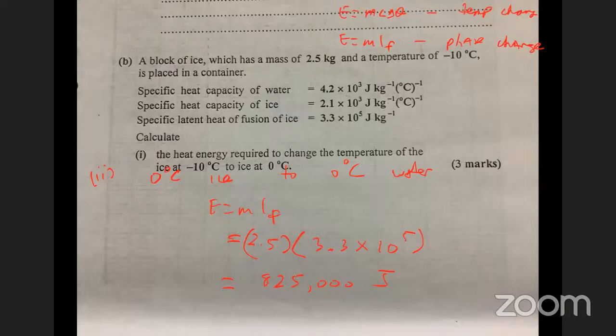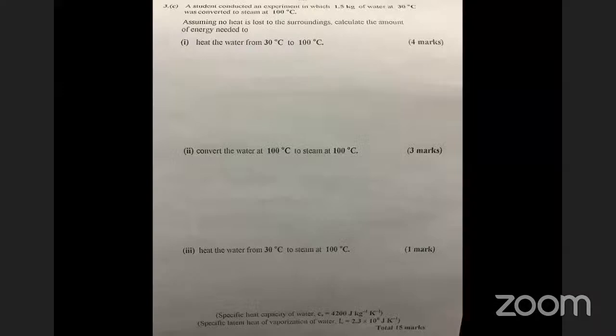I hope you all can see it. That's not the best one, and the page is kind of curved. If you want to get the paper, it's May 2019, number 3C. 825,000. Right, try this one now, please.